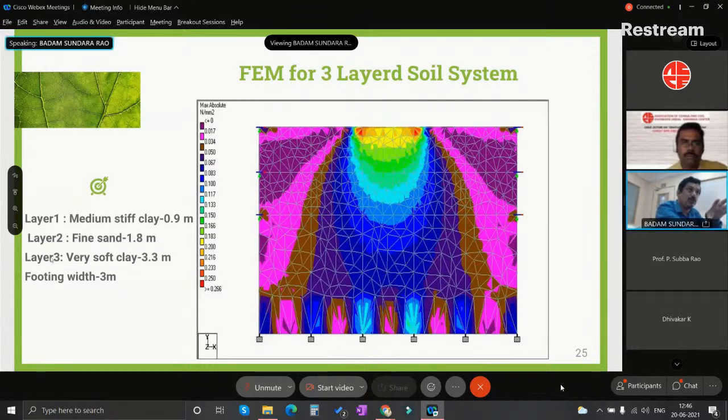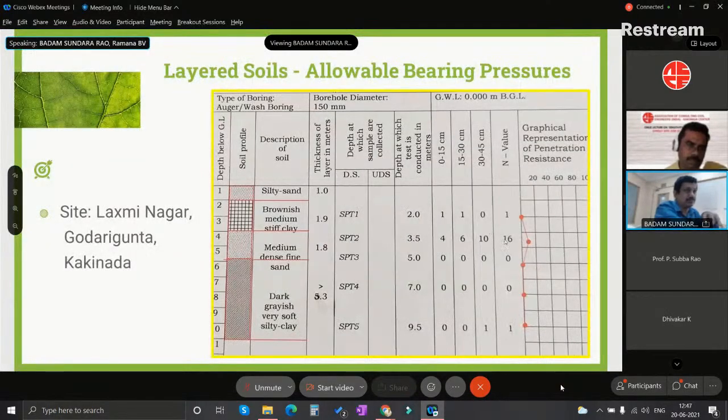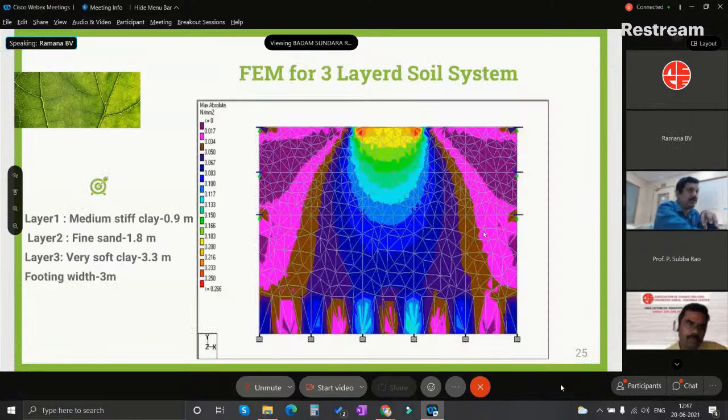For easy understanding, I have modeled in STAAD using that borehole soil stratification. That is, after 2 meters depth of foundation, we have a depth of influence of 0.9 meters. Medium stiff soil is there, and again the fine sand influence is 1.8 meters, and this is medium dense soil. After that, the very soft layer is there. That is 3.3 meters, the total depth of influence of the soft layer.